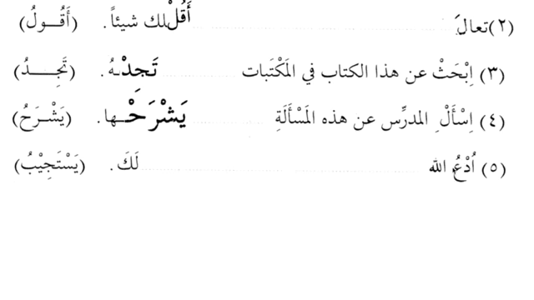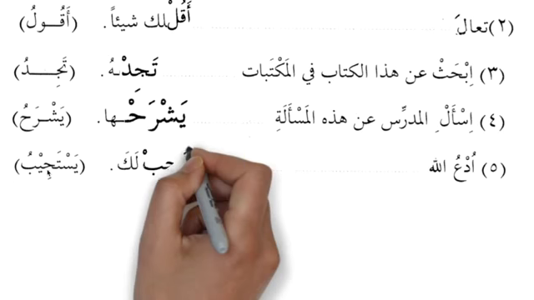Udu'u. So we know udu'u is a fa'il amr from da'a yad'u. So fa'il amr majzoomun bi hazafi harfi illa. Udu'u Allah. So if you invoke Allah, what happens is yastajibu, he answers favorably. You have to make yastajib laka, he will answer you favorably.